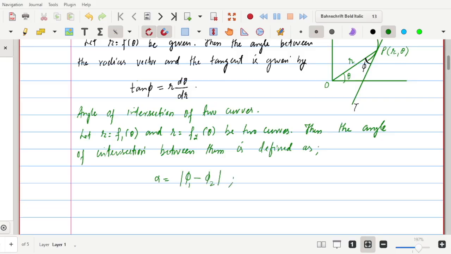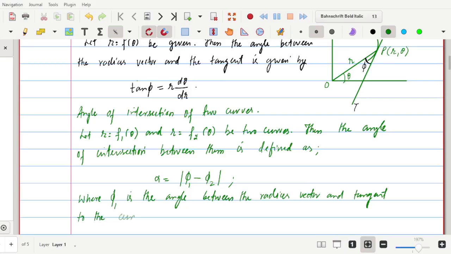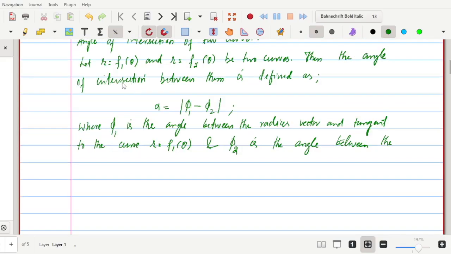Now what is this phi 1 and phi 2 here? While phi 1 is the angle between the radius vector and the tangent to the curve r is equal to f1 of theta. And on similar lines, phi 2 is the angle between the radius vector and the tangent vector of the curve r is equal to f2 of theta.